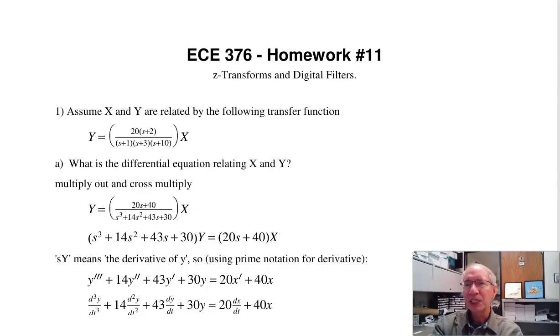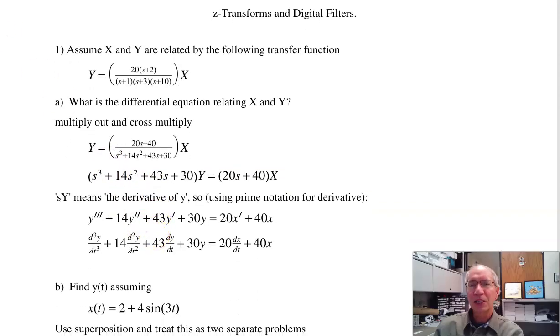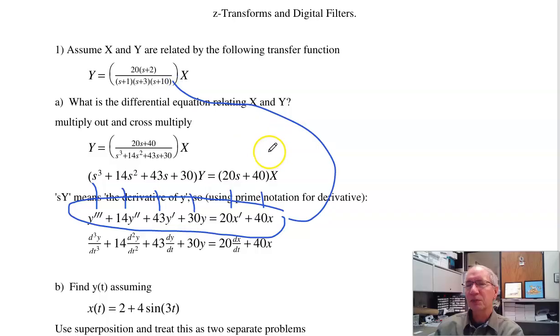Suppose x and y are related by a transfer function G of s. What's the differential equation relating x and y? Well, to do that, just multiply out the polynomials, cross multiply, and note that s means derivative. So this is the third derivative of y, second derivative, first derivative, y, derivative of x, x. So this differential equation is exactly the same as that transfer function. Interchange the two, same thing.